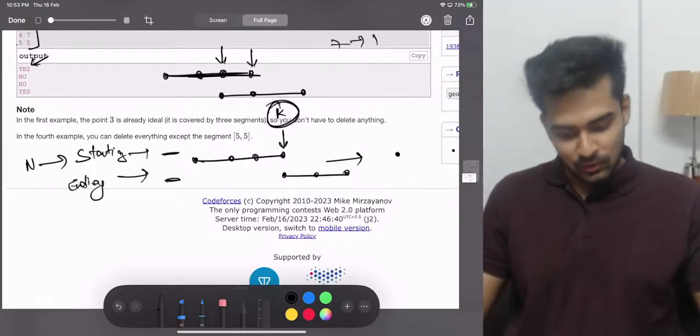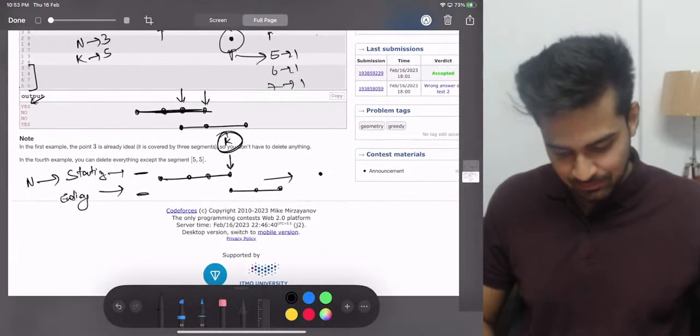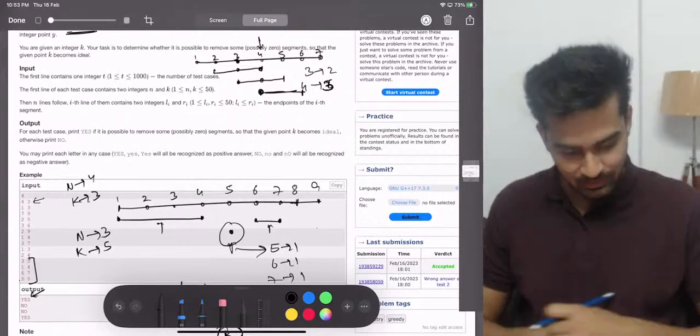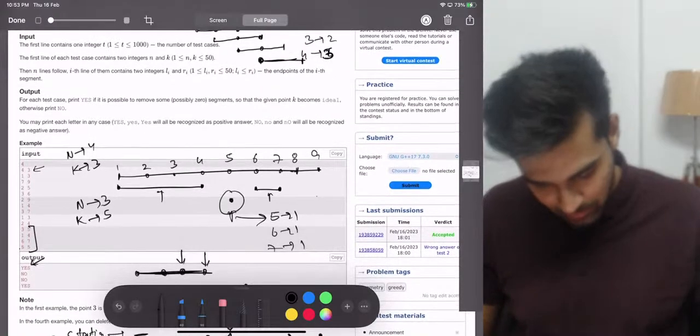Okay, I hope this is also clear to everyone. Again, pretty simple question. Actually easier than problem A, I would say, at least for me. And let me show you the code as well.